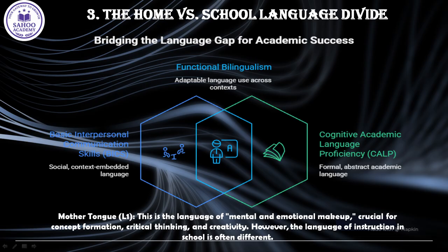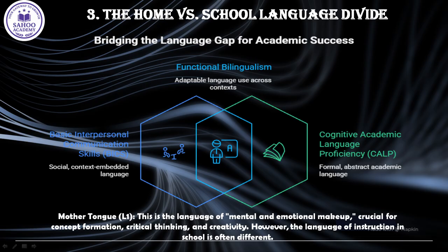What do you think? Of course, they are not less intelligent. What we are witnessing is one of the most critical challenges in education, the home versus school language divide. This is the gap between the language of a student's personal world and the academic language used in school.